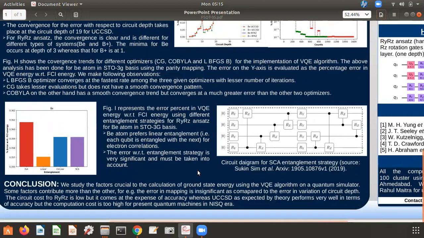So we conclude that there are different factors that go into the VQE calculation. Some factors contribute to the error more than others. The circuit cost of RY-RZ is low, but it comes at the expense of accuracy, whereas the UCCSD ansatz is expected by theory to perform well in terms of accuracy, but the computation cost is too high for the present quantum machines in this era.